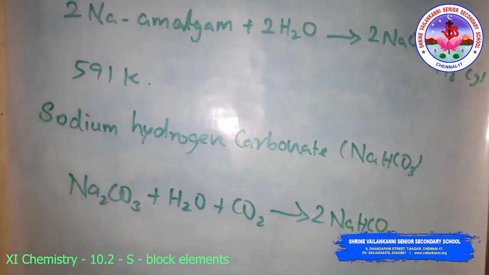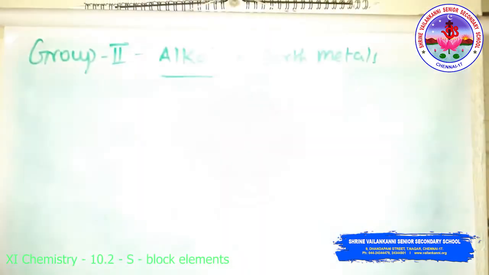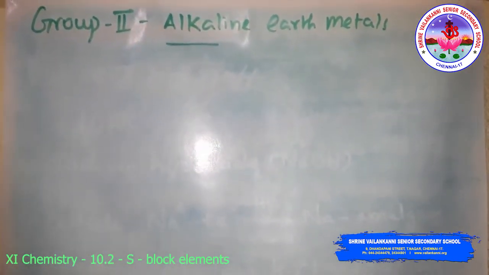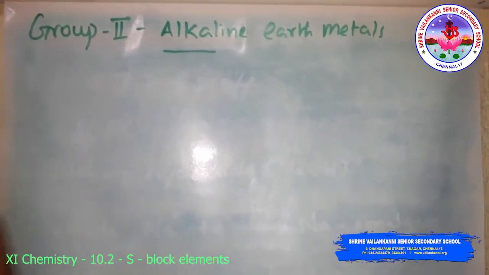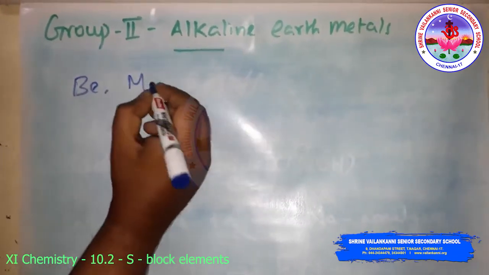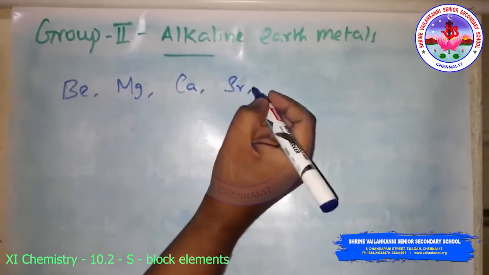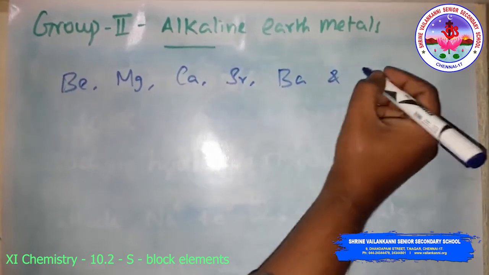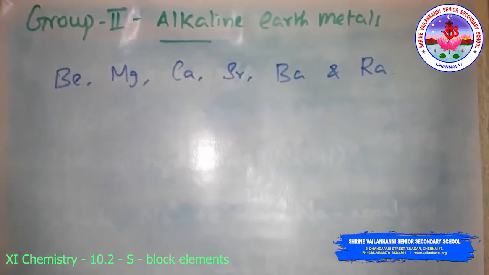Next are the group 2 elements. Generally they are called alkaline earth metals. The group 2 elements contain beryllium, magnesium, calcium, strontium, barium, and radium. So these are called group 2 elements.